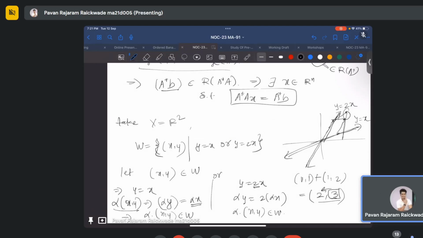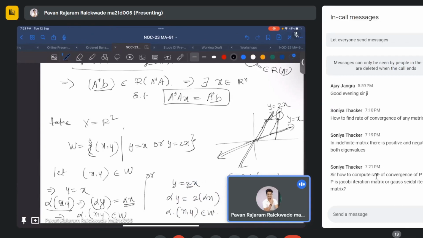Sonia Thakur has a question: how to compute the rate of convergence of P, where P is the Jacobi iteration matrix or Gauss-Seidel iteration matrix? I don't have any idea about this. Is it not explained in the lecture videos? I hope so. It should be explained. Calculating the rate of convergence, because you have to precisely define what the rate of convergence is, and I haven't seen those videos yet.